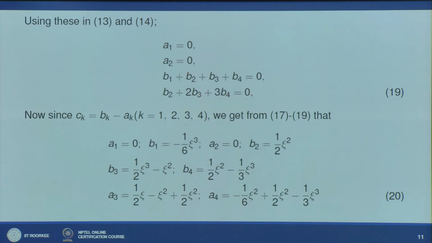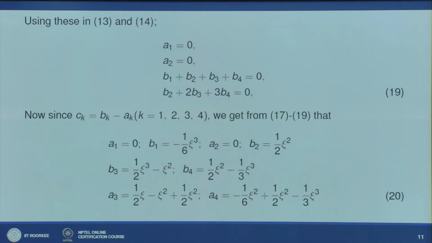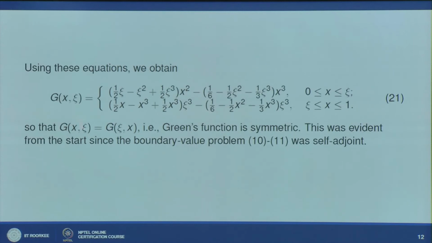So using these 4 conditions and the values of C1, C2, C3, C4, you can easily find all these constants A1, B1, A2, B2, B3, B4, and with the help of B3, B4 you have A3, A4. So now we are able to find all these Ai's and Bi's, and with the help of this we can write down our Green function in this particular form, G(x, ξ) equal to this in the interval x less than or equal to ξ, and this when x is greater than or equal to ξ.